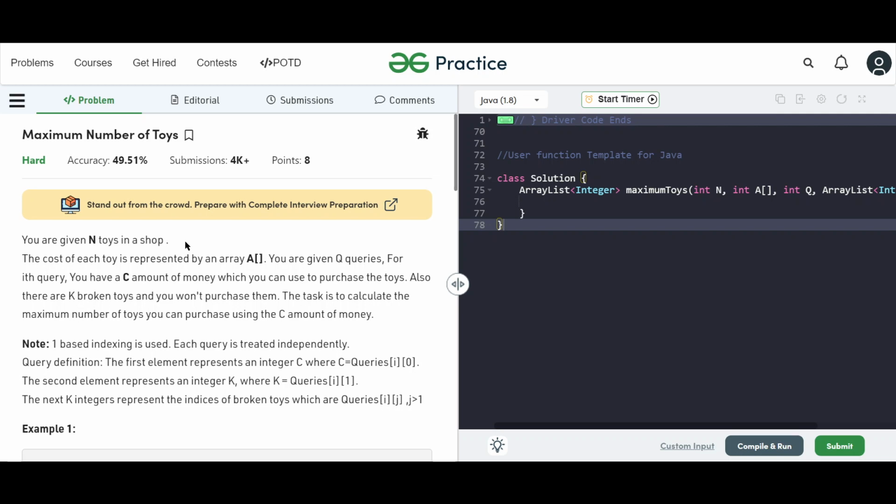So you are given n toys in a shop. The cost of each toy is represented by some array. You are given q queries. Now, in each query, what is given to us? There is a bunch of information that is given to us for every query.